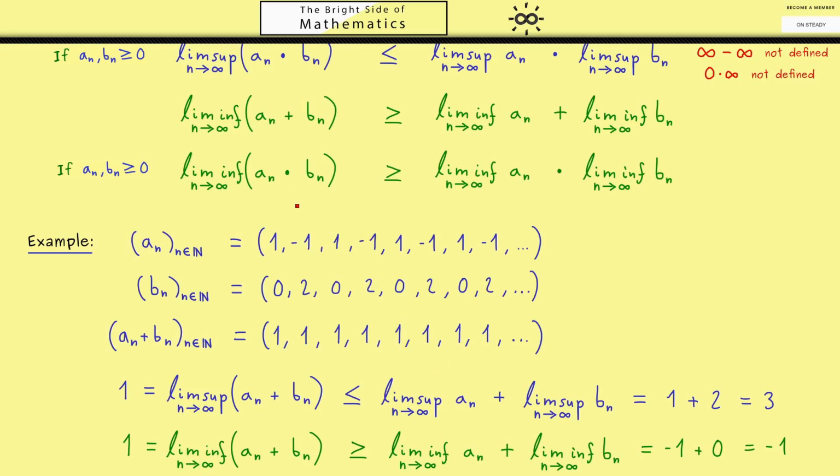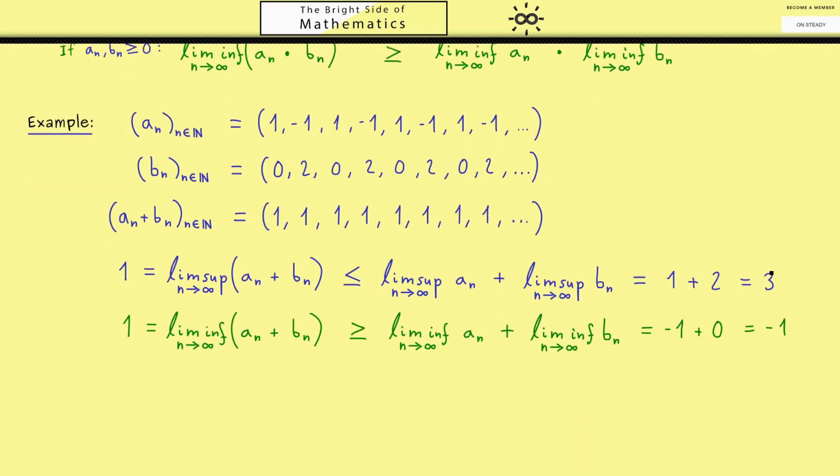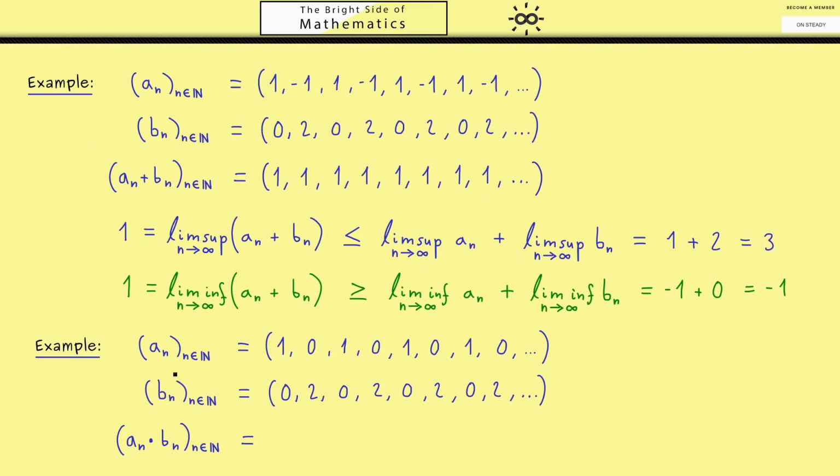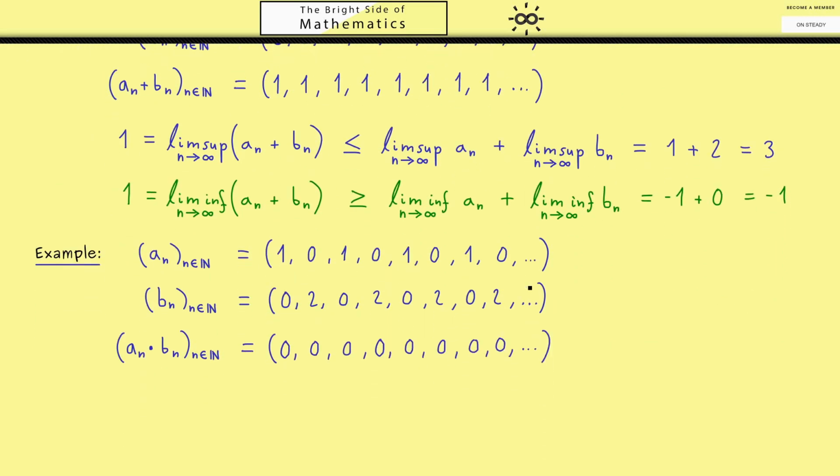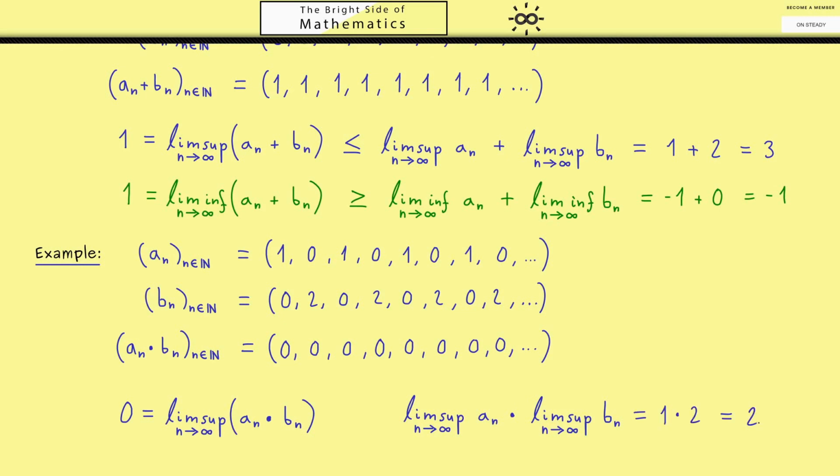Okay, now of course we can do the same for the product. However, for this we should take non-negative sequences. Therefore, let's formulate this with a new example. So we can take the same sequence for b_n, but for a_n we have to substitute minus 1 with 0. Then the product sequence is just a constant sequence, now with 0 as the value. Of course, then the lim_sup is 0 as well. On the other hand, the lim_sup of a_n is 1 and the lim_sup of b_n is 2. So we have 2 on the right hand side. Therefore also here we see in this example we have the strict inequality.